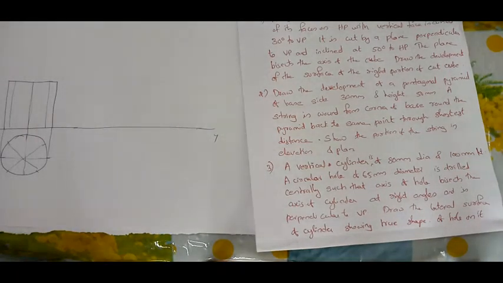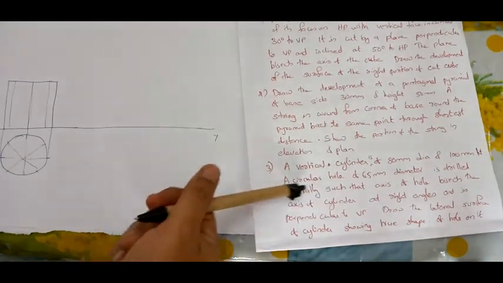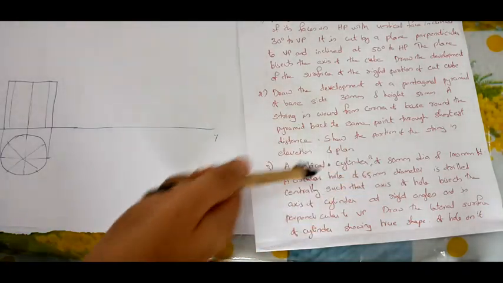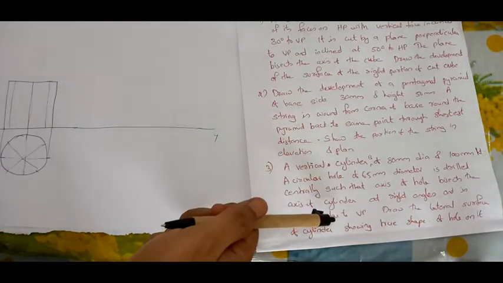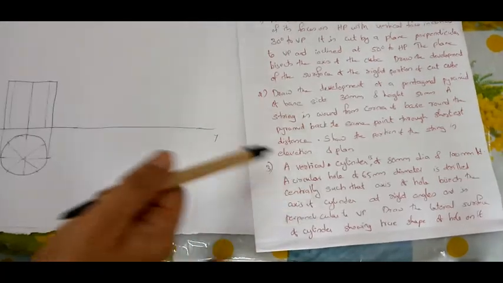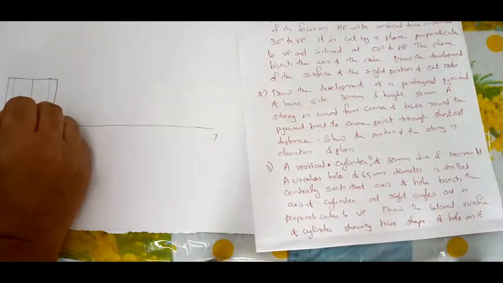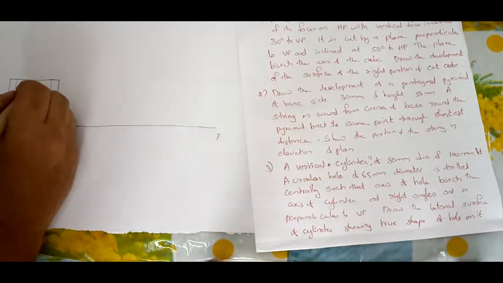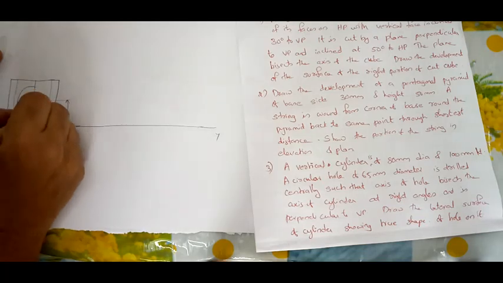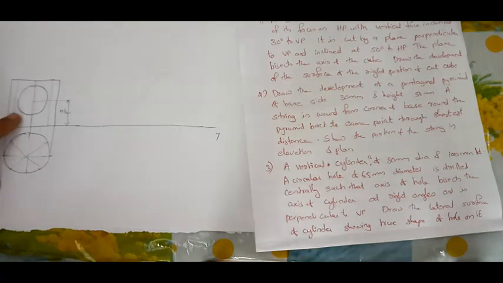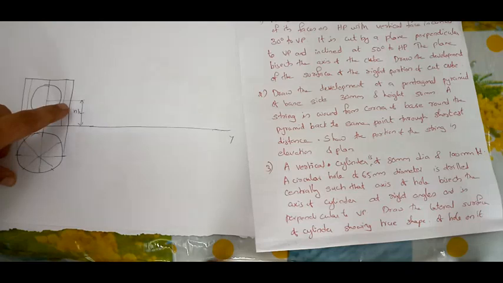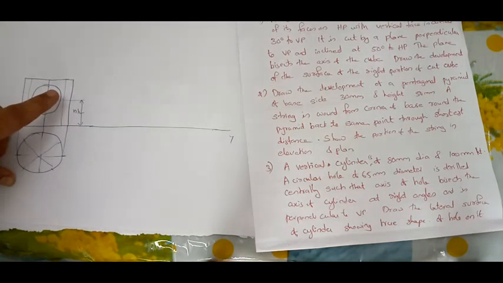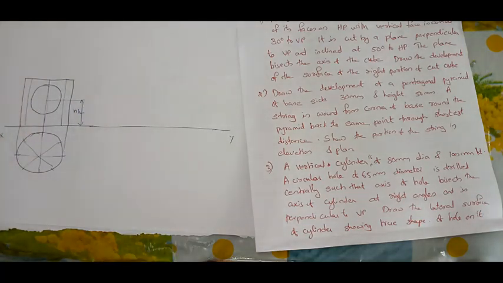So a circular hole of 65 mm diameter is centrally drawn, at right angles and perpendicular to HP. So here the axis of the hole bisects the axis of the cylinder, and bisect means center. So take this center. This will be h by 2. Take h by 2 and draw a circle here. See, I don't know the dimension. There are two possibilities. The circle may be passing outside this generator or inside this generator, that I don't know. So this will be the circle.